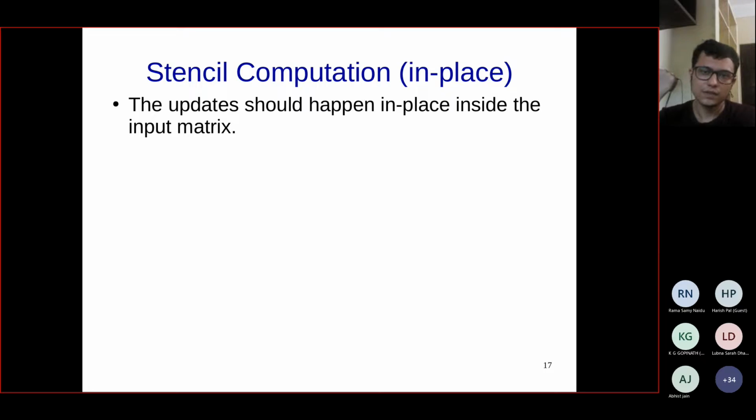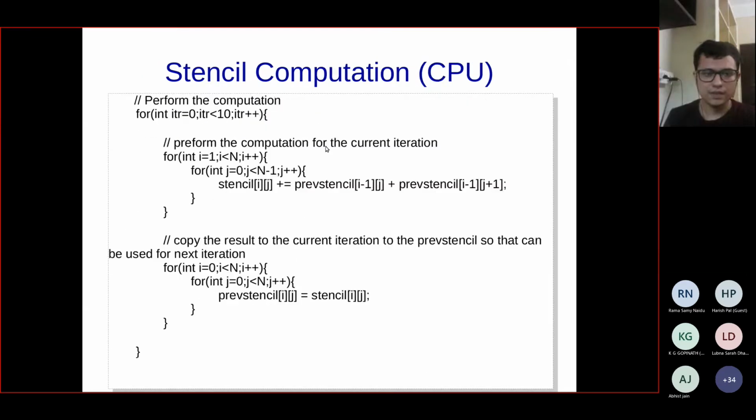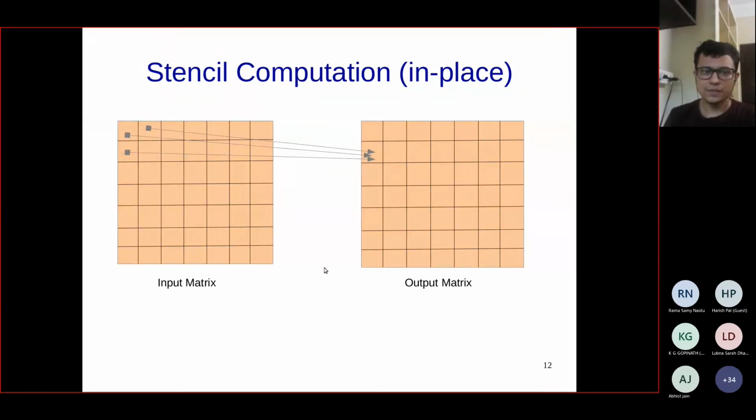If you remember here, we are using two separate matrices, right? This was the input matrix, and we are reading these three values and writing them to the output matrix. But now my requirement is different. I don't want extra space, I don't want to waste extra space for the output matrix. What I want is to keep this input matrix as it is, do this stencil computation, calculate the values and store the results in this input matrix itself.